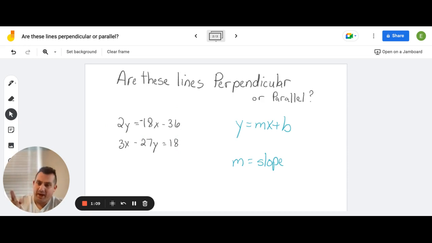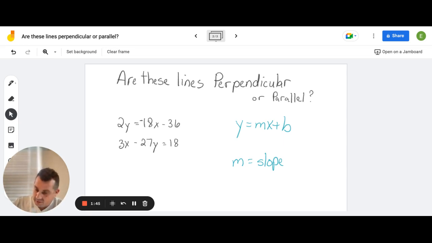All right. What we have to keep in mind is that our slope-intercept formula here is y equals mx plus b, and we have to know that the m is the slope. So we have to put it into this equation for a line first to determine what the slope is. We cannot just look over here and think that our slope is negative 18 and negative 27.